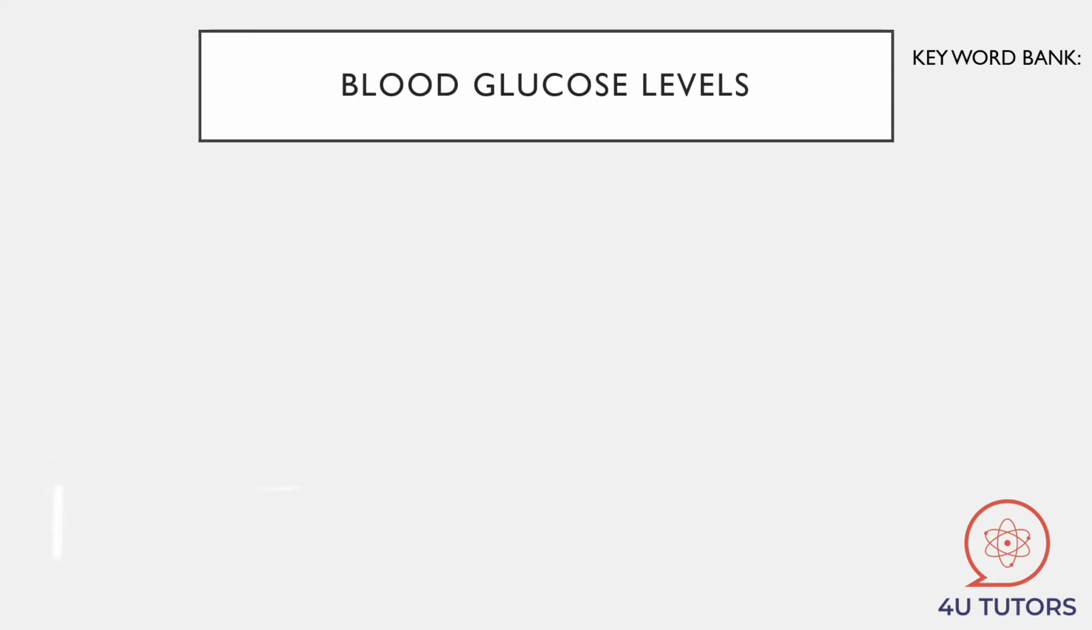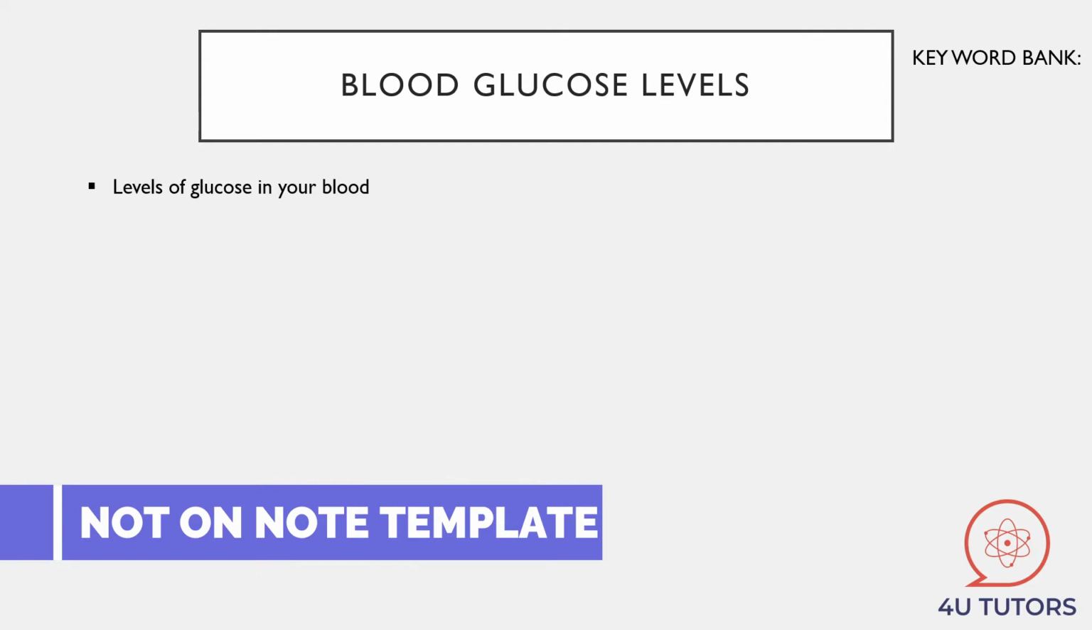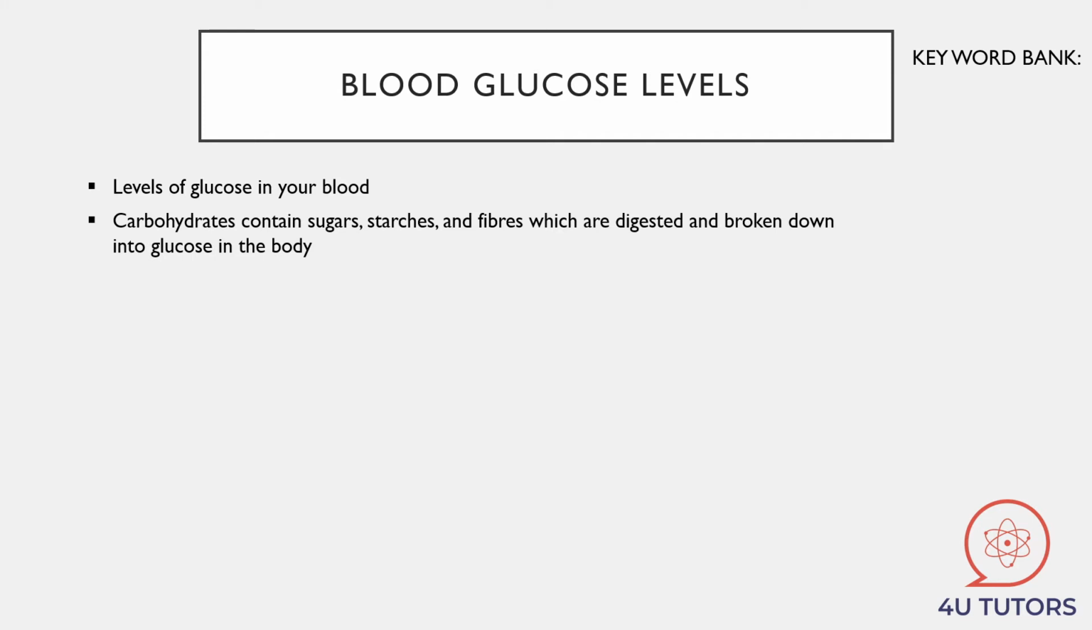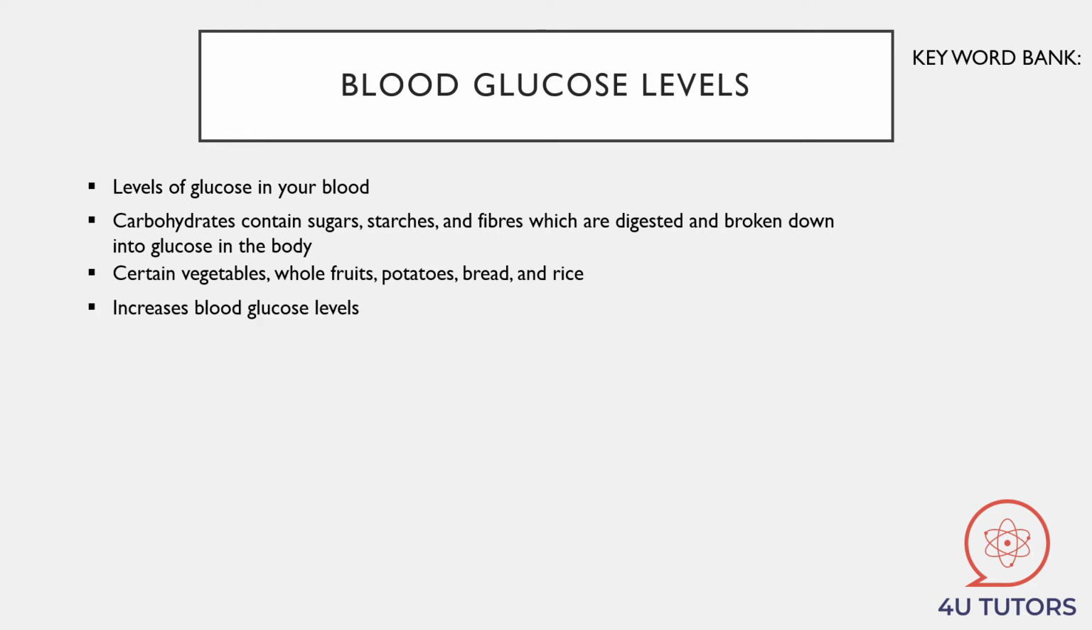Remember, blood glucose levels of course just means the level of glucose in your blood. Remember, when we eat stuff like carbohydrates, our digestive system breaks them down into simple sugars called glucose. Additionally, glucose is found in some vegetables, fruits, potatoes, bread and rice. This is why when you chew bread in your mouth for a while, you'll begin tasting sugar. When someone eats these foods, the blood glucose levels in their body will eventually increase.